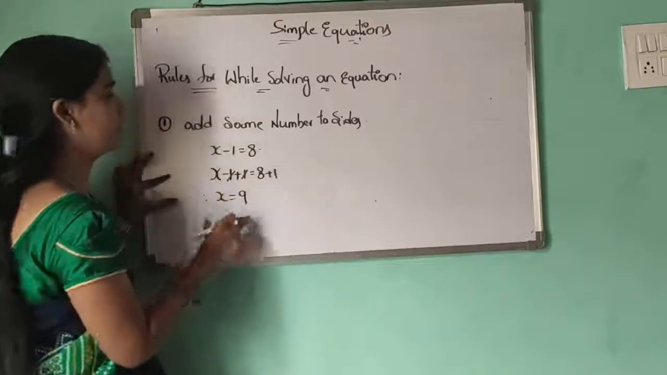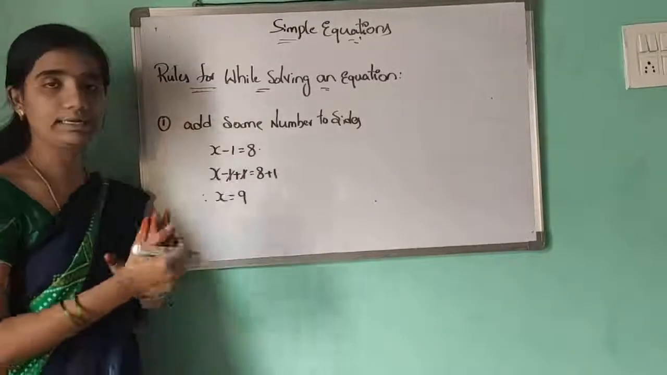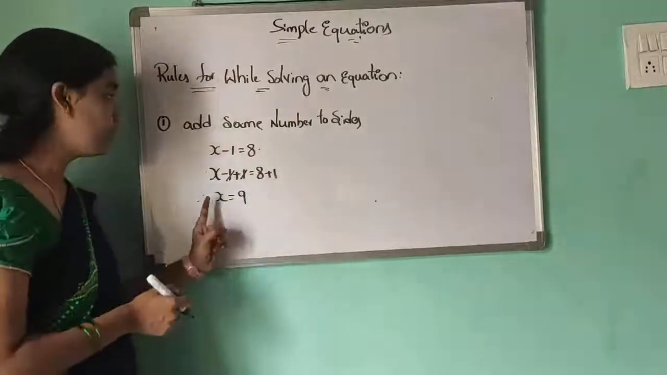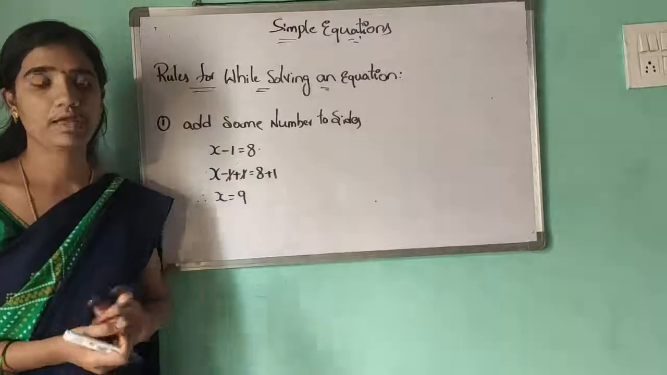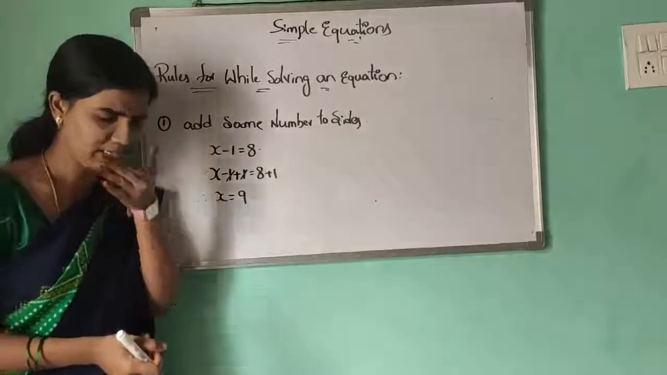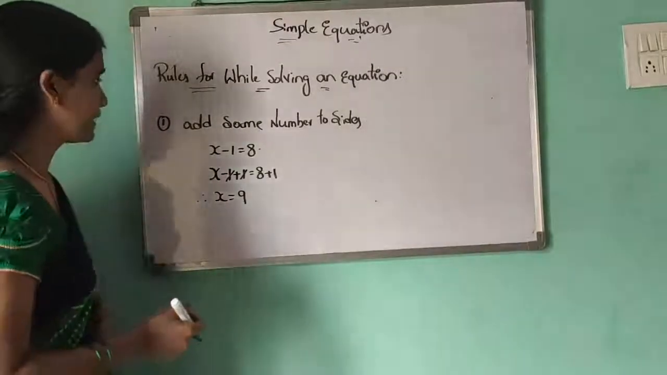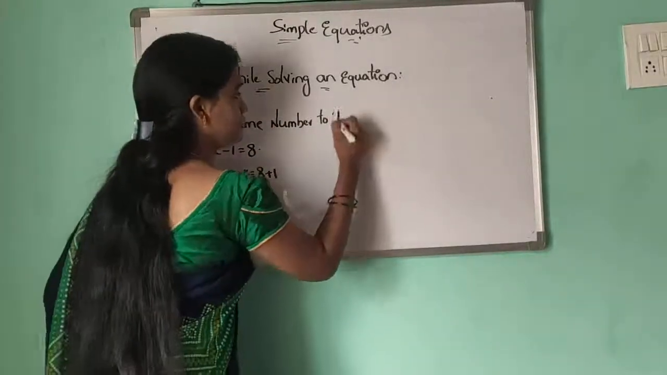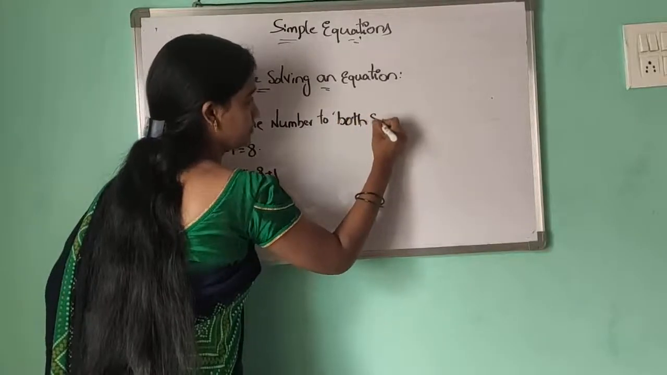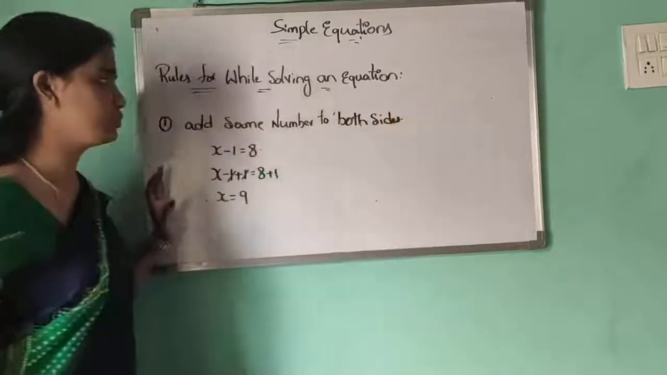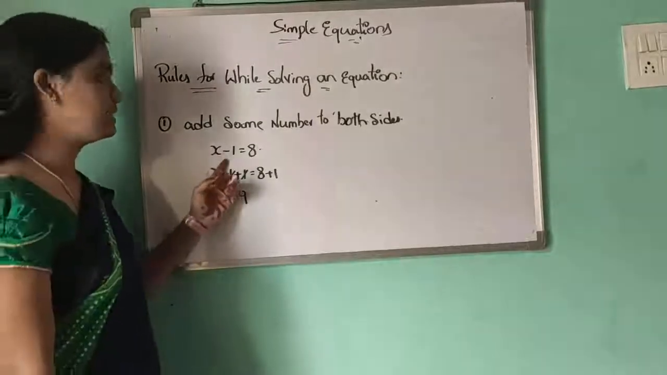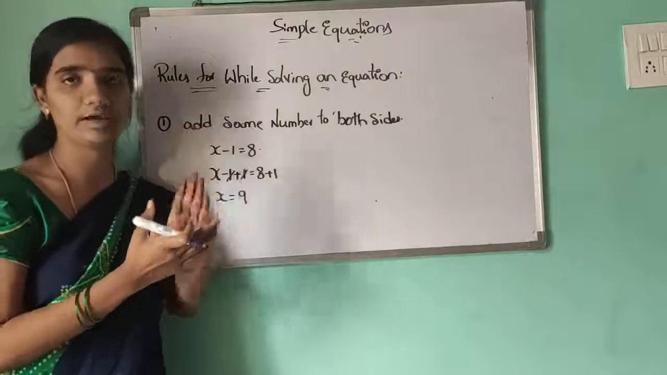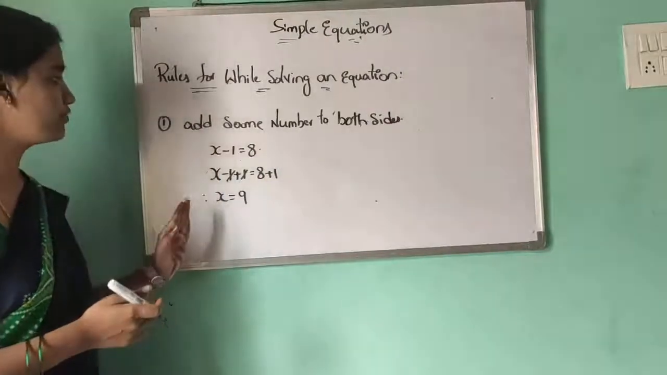Therefore the solution of x minus 1 equal to 8 is x equal to 9. Add the same number to both sides. If you add plus 1 to the LHS, we also have to add the same number to the RHS. So in this way we find the x value.